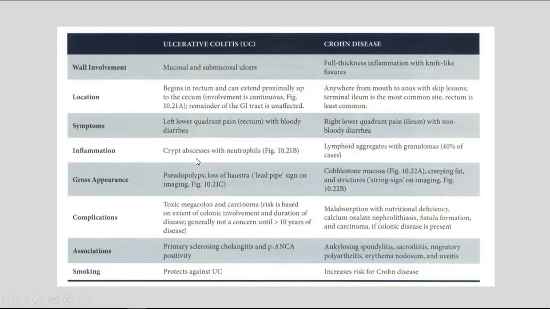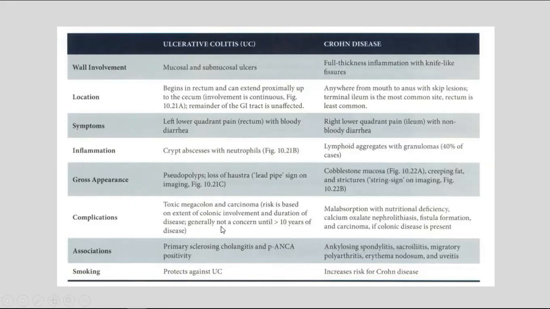The next thing is that the most typical microscopy that you're going to see is crypt abscesses and neutrophils. You're going to have the normal crypts of the intestine, and they're going to be filled with neutrophils, and they're going to have these abscesses with no granulomas, which is important, again, because Crohn's disease usually presents with granulomas.